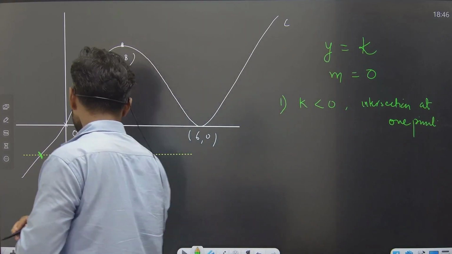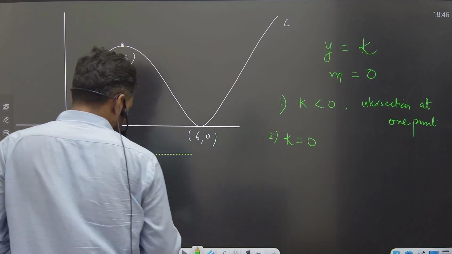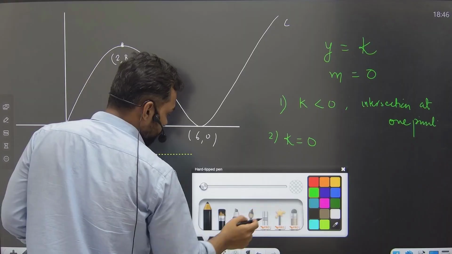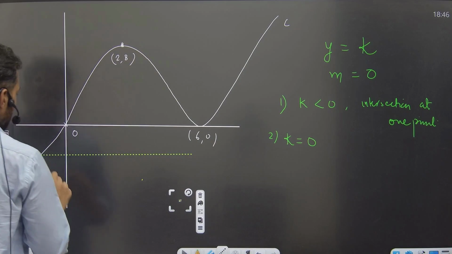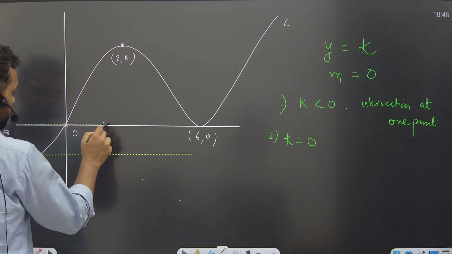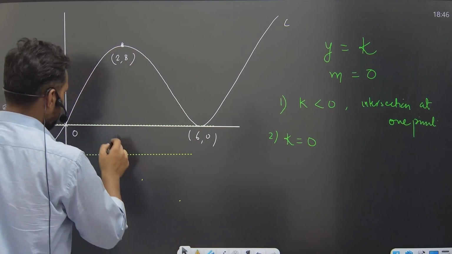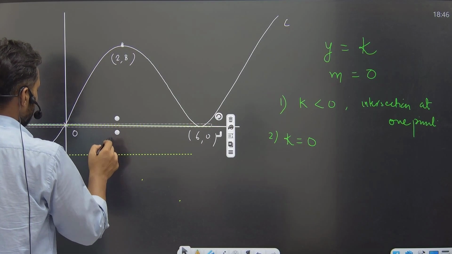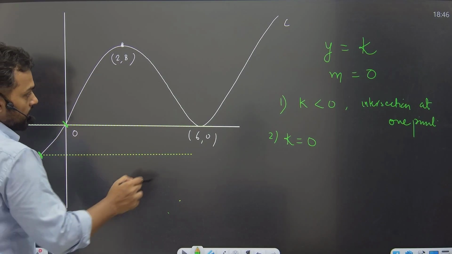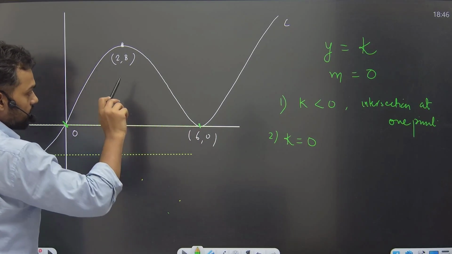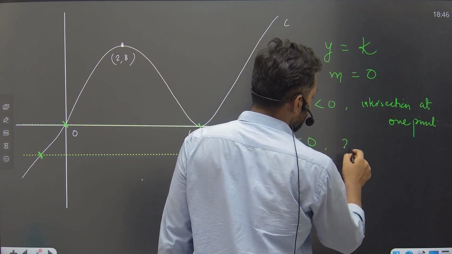Now let's take another case. Second part we are discussing, k is 0. If k is 0, students, what will happen? Let's say this is k equals 0. This will be the line. So we can observe that it is getting intersected at the origin and it is getting intersected with the curve C at 6, 0. So when k is 0, we are getting two intersection points.